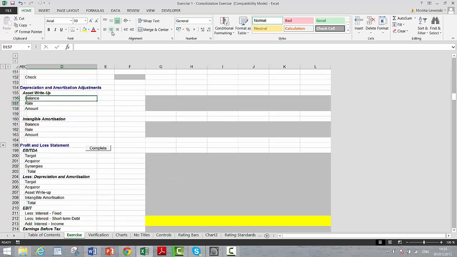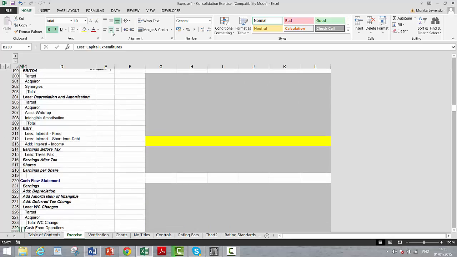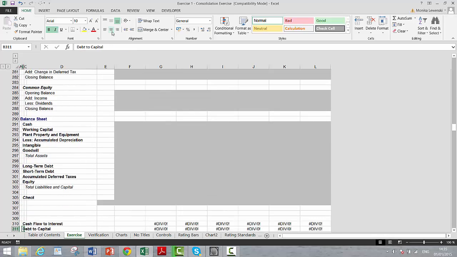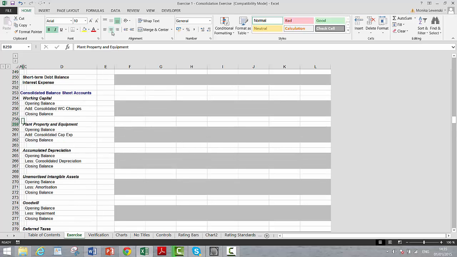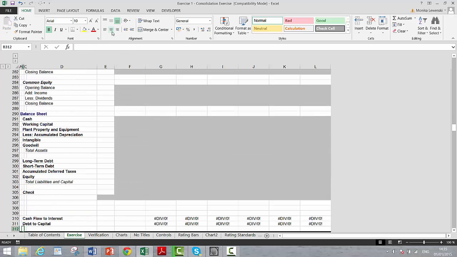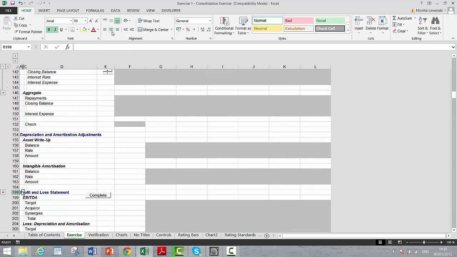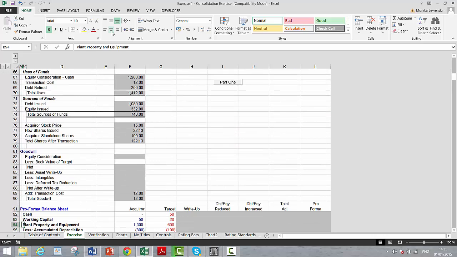Then we put some accounting for our write-ups and our other things in, and then we can work through a profit and loss statement, and then put our balance sheet together. Really, these accounts could have been above and not below in the balance sheet. And then we'll be finished. So that just gives you a guideline of where we're going.